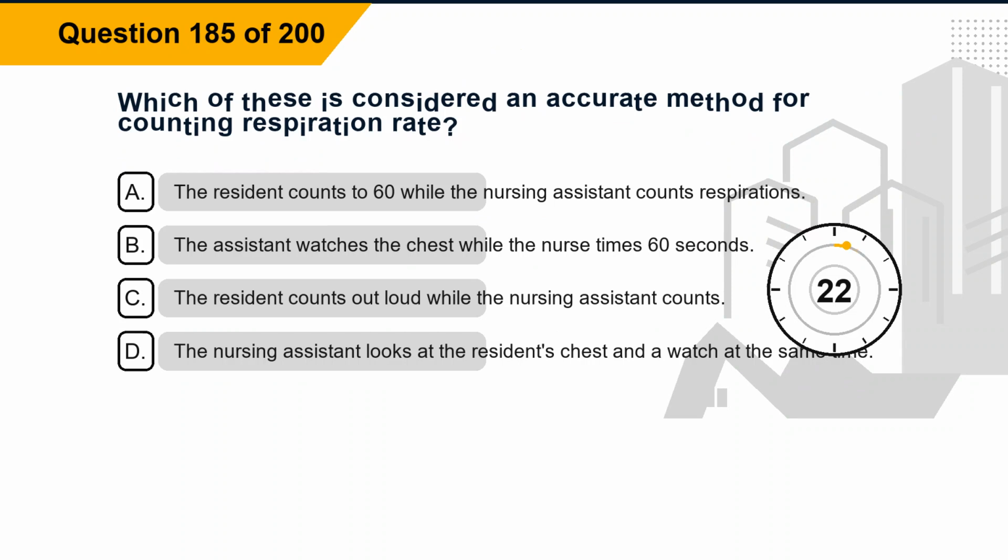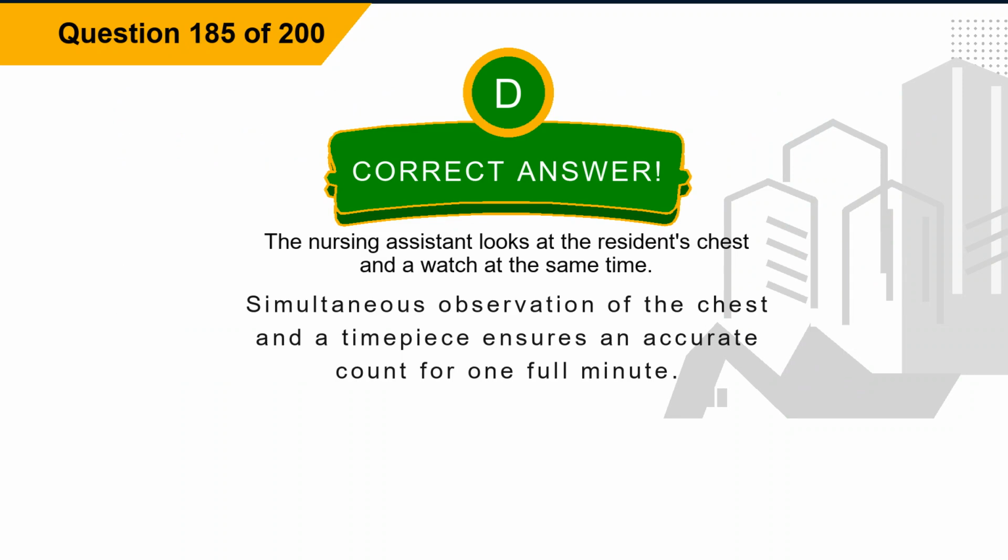Question 185. Which of these is considered an accurate method for counting respiration rate? Option A. The resident counts to 60 while the nursing assistant counts respirations. Option B. The assistant watches the chest while the nurse times 60 seconds. Option C. The resident counts out loud while the nursing assistant counts. Option D. The nursing assistant looks at the resident's chest and a watch at the same time. The correct answer is option D. Explanation. Simultaneous observation of the chest and a timepiece ensures an accurate count for 1 full minute.